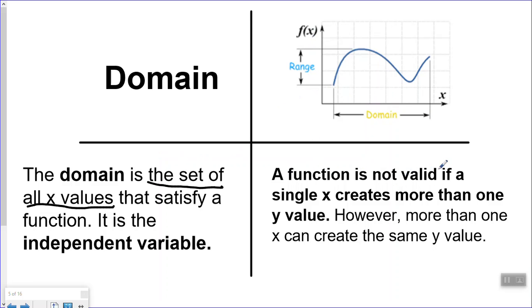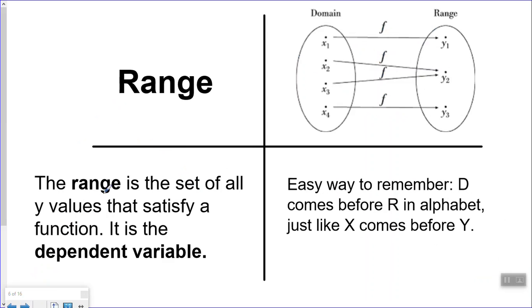A function is not valid if a single x creates more than one y value. However, more than one x can create the same y value. So a domain is a set of all x values. Range is the set of all y values that satisfy a function. It is the dependent variable.